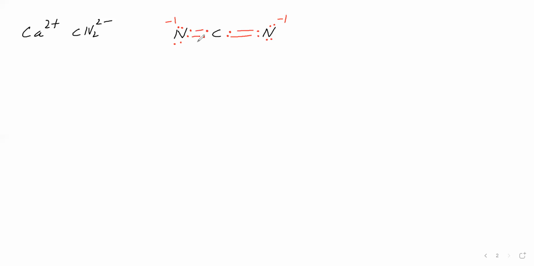Here carbon makes a double bond. It is cyanamide, CN2 2-. Okay. Next, we'll go for preparation of ammonia.